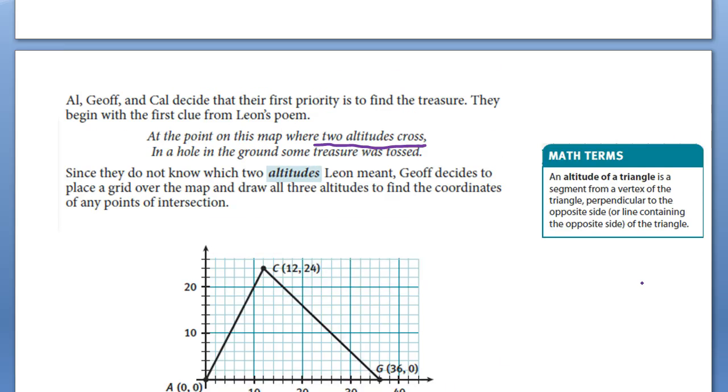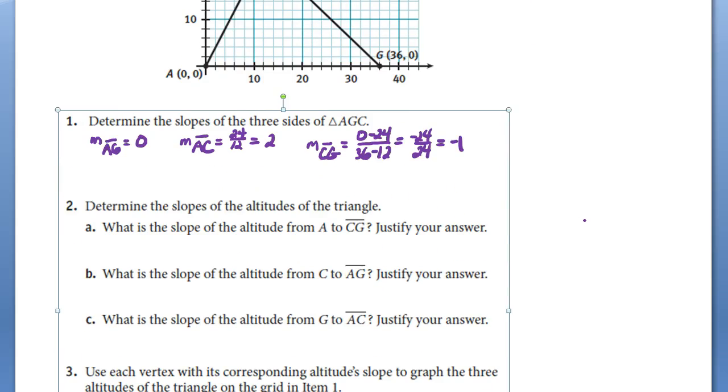Altitudes of a triangle are defined in this green box here on the side of the screen. An altitude is a segment from a vertex perpendicular to the opposite side of the triangle. That idea about being perpendicular will help us to answer number 2. When it says determine the slopes of the altitudes, these slopes will be perpendicular to the sides of the triangle that the altitude is being drawn towards. And we know from an earlier lesson that perpendicular lines have slopes that are opposite reciprocals of each other.